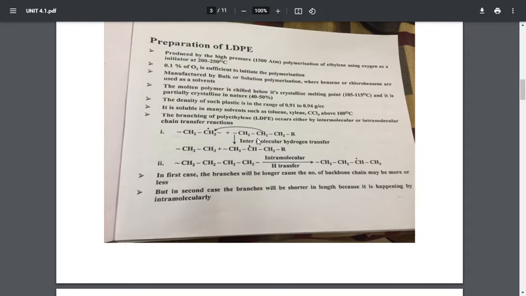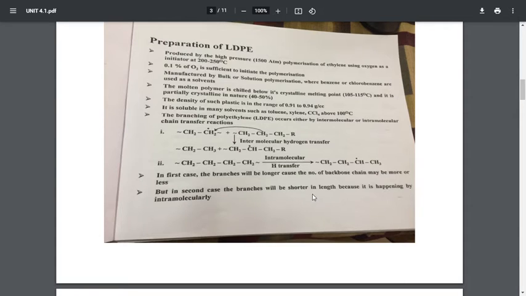I hope you understand this. Just read it, you will know. In the first case, the branches will be longer because the number of backbone chain may be more or less. So here the branching will be longer because the backbone can be more or less, right?